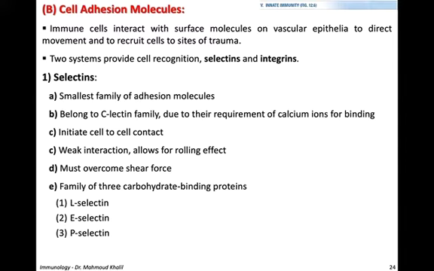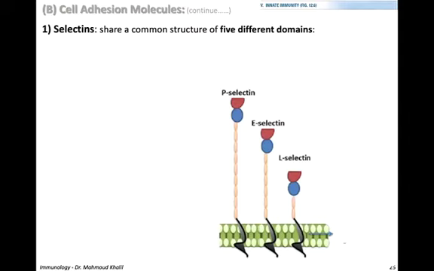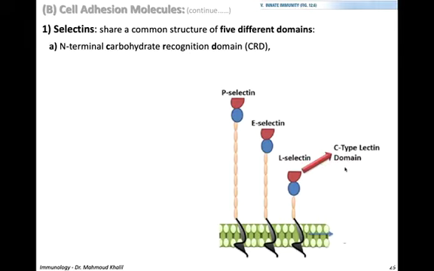For selectins, we have a family of three carbohydrate binding proteins: L-selectin, E-selectin, and P-selectin. All three types of selectin share a common structure of 5 different domains. A domain is a region in a protein that has a specific function or role in that protein. As you will see, we have the N-terminal domain, the carbohydrate recognition domain, CRD, which is responsible for the binding with the leukocyte.